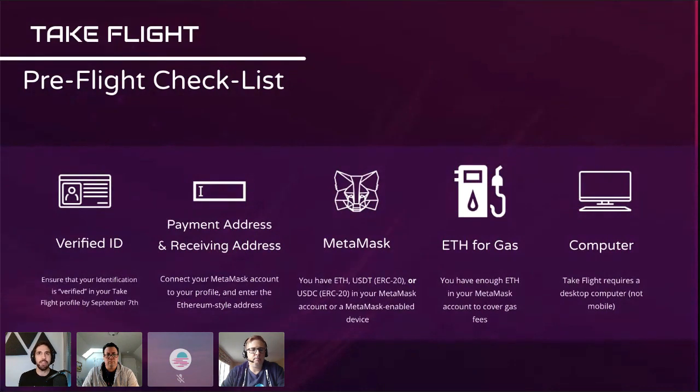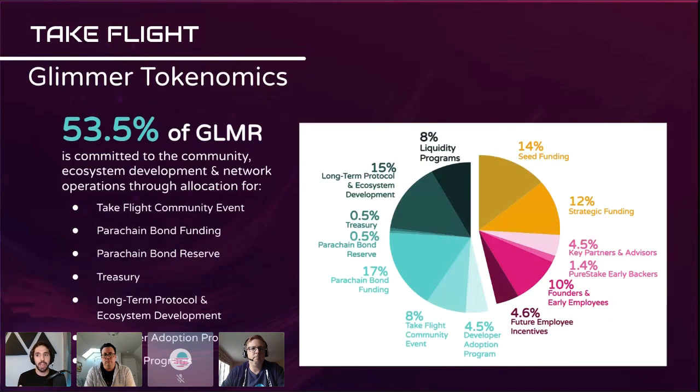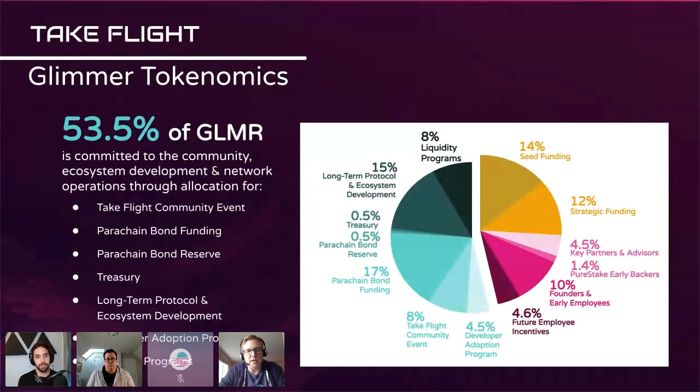So I noticed that originally there was a higher allocation for the token event, right? And this was shifted down to 8% to make room for liquidity incentives. Can you shed some light on why that decision was taken? Yeah, that's right. Originally 16% was allocated, and of that 16%, we took 8% in order to run liquidity programs on Moonbeam.